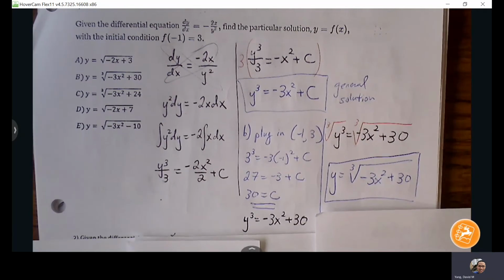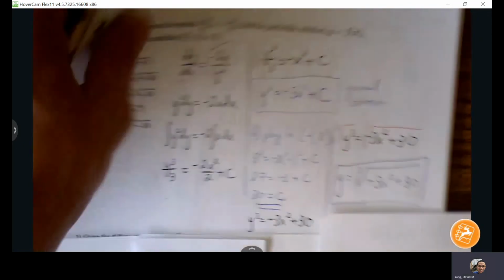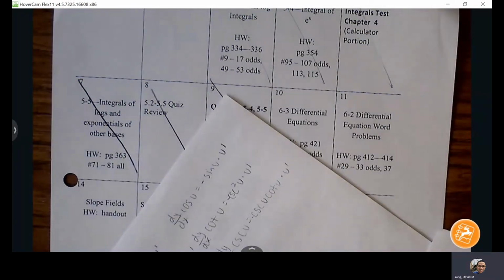Okay, any questions with 1? Okay, I'll leave this up here for another minute, just so that you guys can catch up. But if you're good with number 1, go to number 2. Okay, I want to just see how you guys do and see how you guys set up your equations.